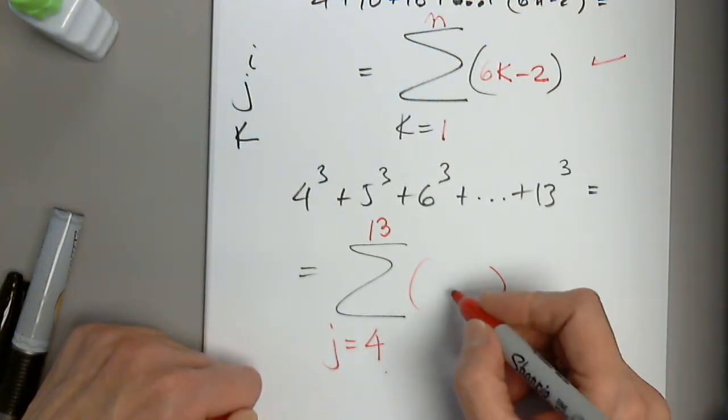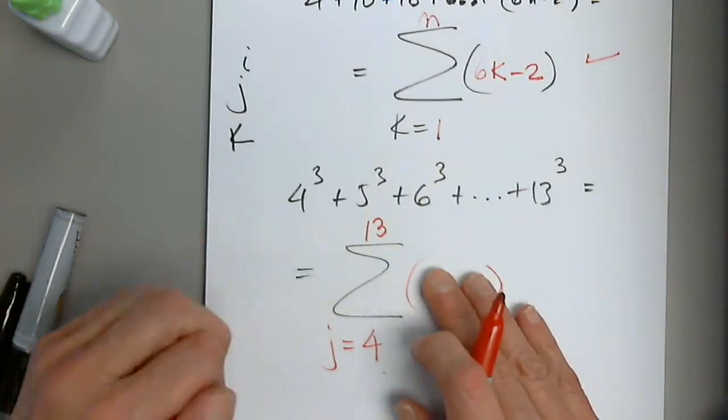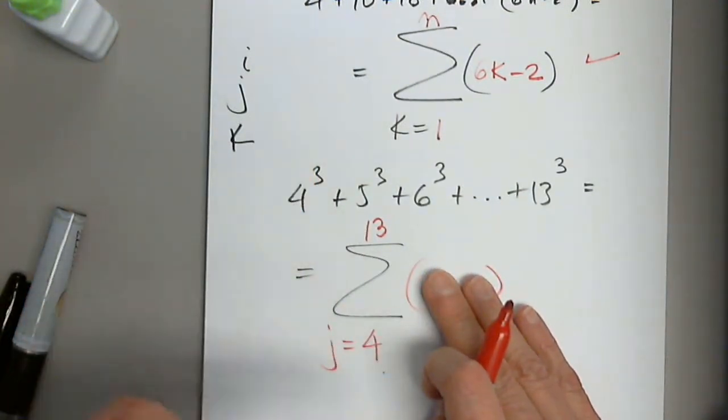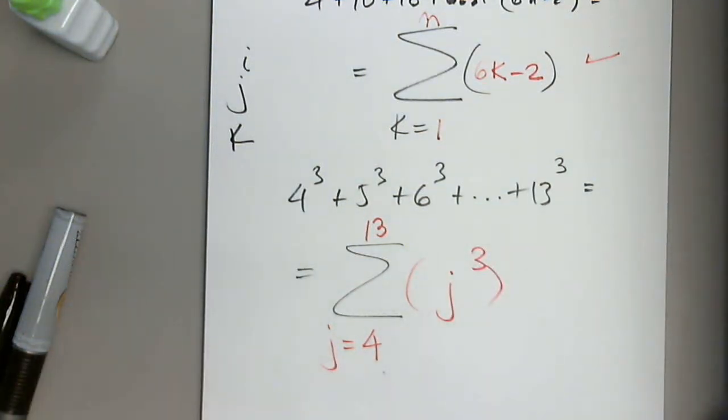And what will you write? What should the expression be so that when I plug in 4, I get 4 to the third plus? Yes, that's it. So when I plug in 4, I get j to the third, 4 to the third, plus when I plug in 5, I get 5 to the third, plus when I plug in 6, I get 6 to the third, dot, dot, dot, and I stop at 13, 13 to the third, because that's the last term.